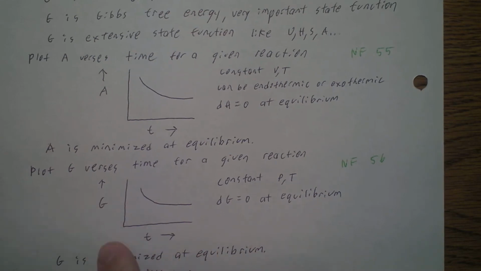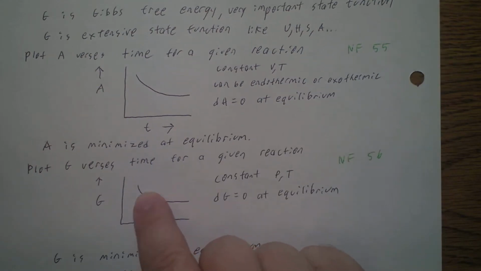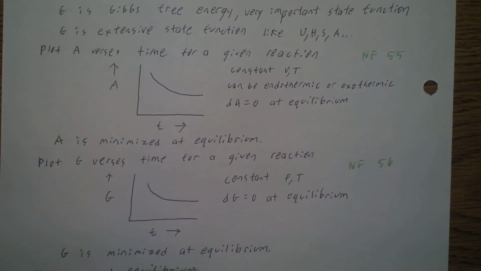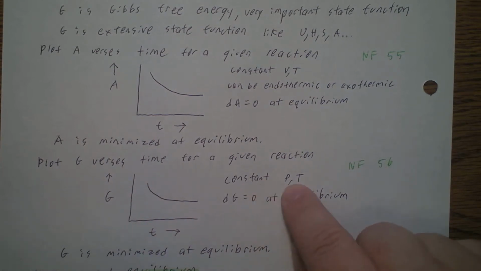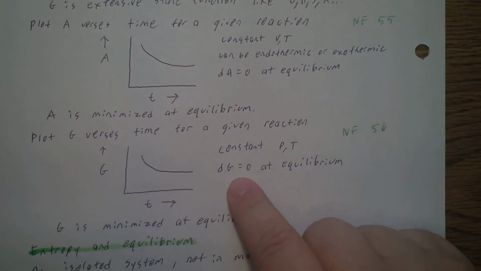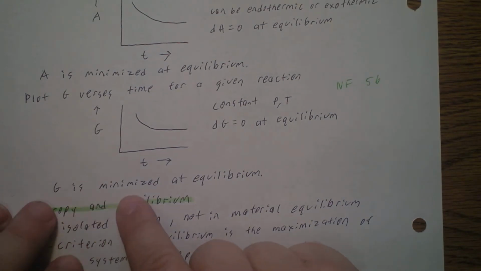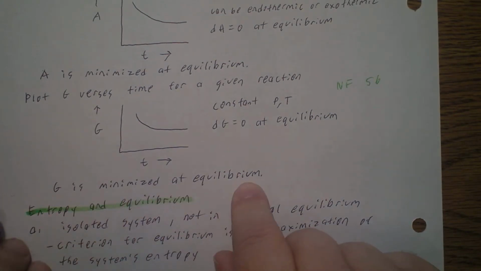Now here's a plot of the same sort of idea, except it's the Gibbs free energy function versus time for a given reaction. Again, we have all these reaction coordinates that the reaction can exist at. Starts over here, and as time goes by, the Gibbs free energy goes down and down and down. Remember, this is only true at constant pressure and temperature. So again, it's going to level off. So at equilibrium, the differential of the Gibbs free energy is going to be equal to 0. So you can see by the curve then that the Gibbs free energy is minimized at equilibrium.